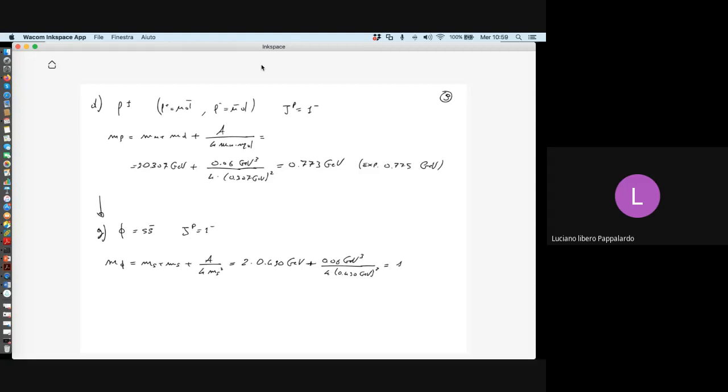That is 1.032 GeV, to be compared with the experimental value of 1.019 GeV. Again, a very good agreement.